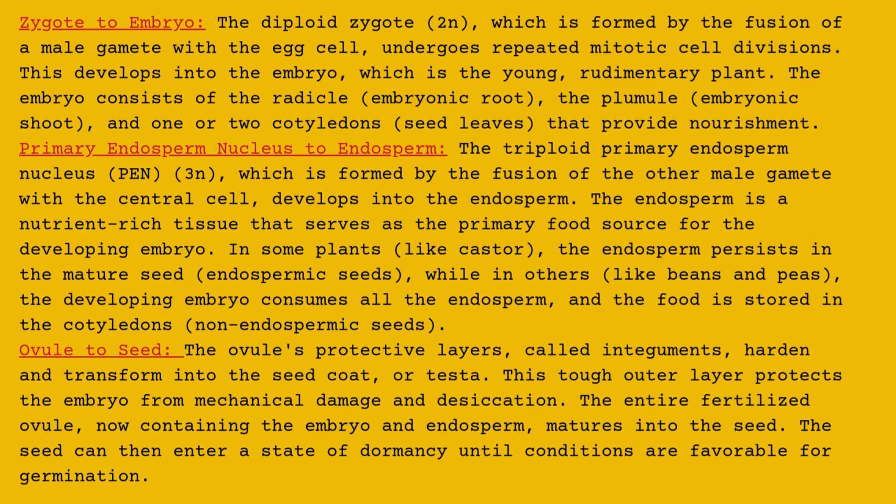Now the next one is ovule to seed. The ovule's protective layers, called integuments, harden and transform into the seed coat, or testa. This tough outer layer protects the embryo from mechanical damage and desiccation. The entire fertilized ovule, now containing the embryo and endosperm, matures into the seed. The seed can then enter a state of dormancy until conditions are favorable for germination.